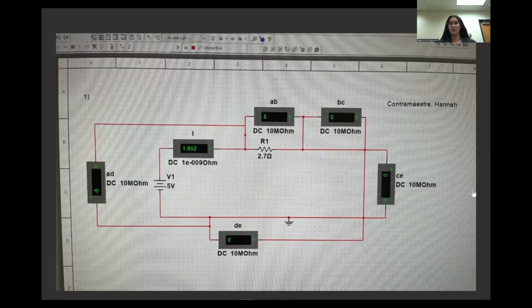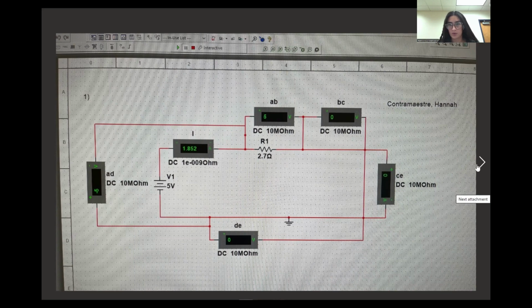So for question number 1, what I did was I drew the circuit on Multisim. For the readings for BC, CE, DE, I got 0 because it is an open circuit, so it should be 0. And the current that I got was 5 divided by 2.7 because of the resistor, so you have to divide the voltage by the resistor and you get a current of 1.85. That's basically what I did for number 1.